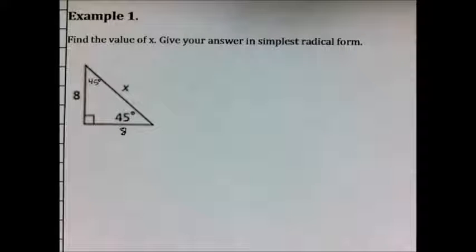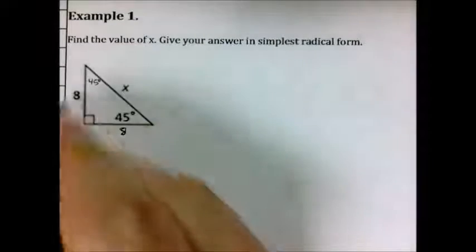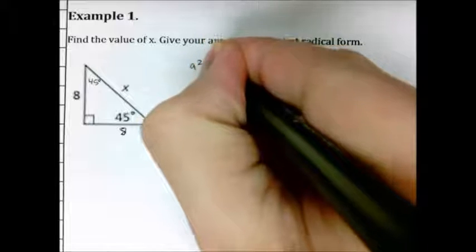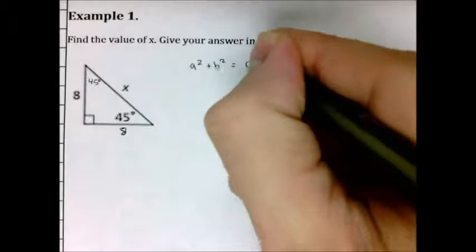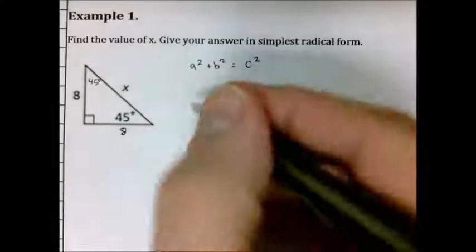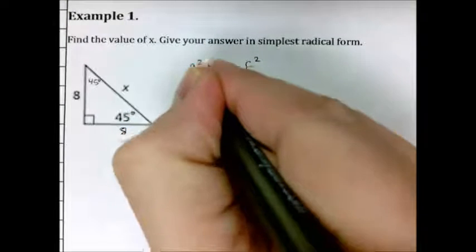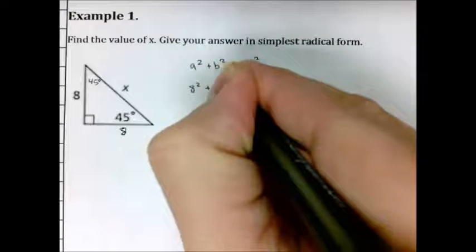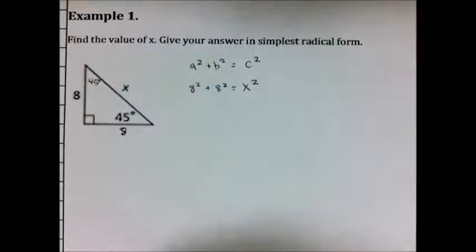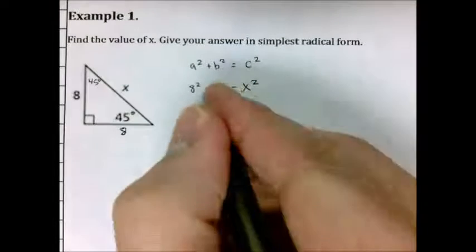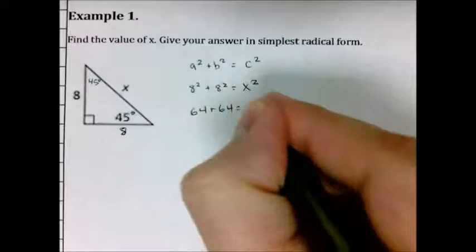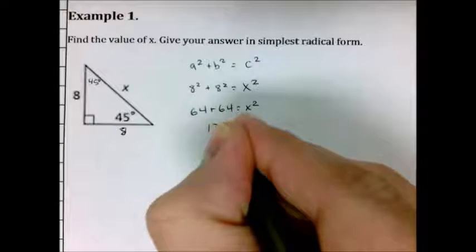We have to solve for x. Okay, now to do this, we're going to use our same little method here. We've got a squared plus b squared is equal to c squared. That's the Pythagorean theorem. And if we plug our numbers in here, we know a squared is 8 squared, b is 8 as well, which means c, our x, is going to be x squared. Add these two up, we get 64 plus 64, which just equals 128.